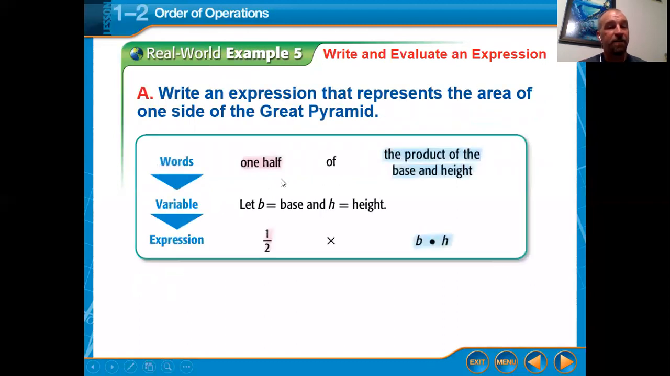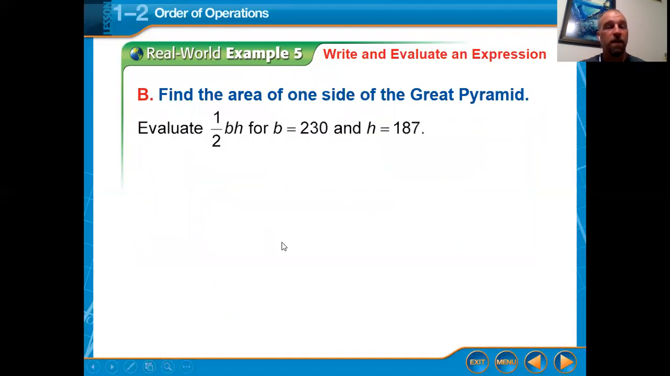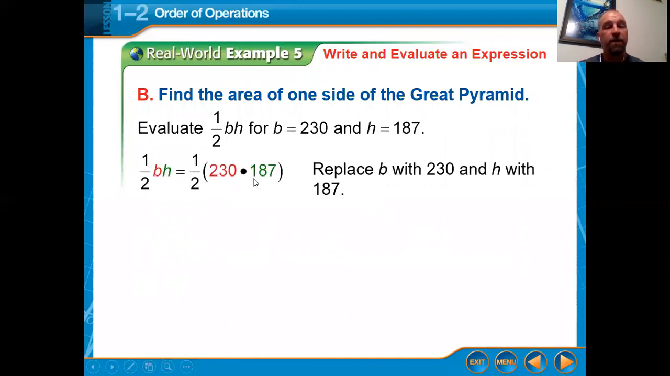So let's convert that into an equation. 1/2, and they use B for base and H for height. I told you I love to use variables that match the words so I know what's what. 1/2 times B times H. You should recognize that formula as the formula to find the area of a triangle. It's not a mystery. And now you're going to take the values that you're given in the problem, and you're going to substitute in the value that they gave you for the base and the value they gave you for the height. They gave you 230 for the measurement of the base and 187 for the measurement of the height of the triangle. So put them in there.